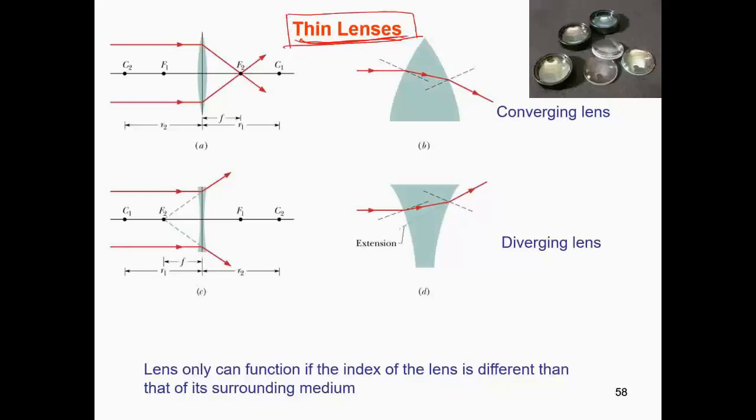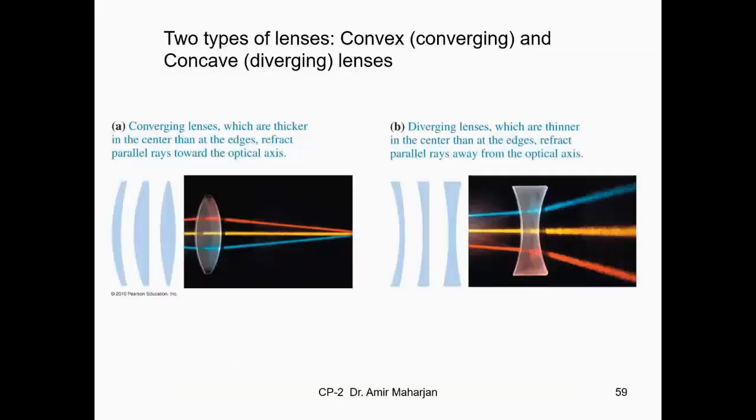Thin, we call thin because its thickness is really small compared to its diameters. There are two types of lenses actually: converging, also called convex lens, and diverging lens, also called concave lens. You can clearly see this in the picture. So this type of lens is called converging lens.